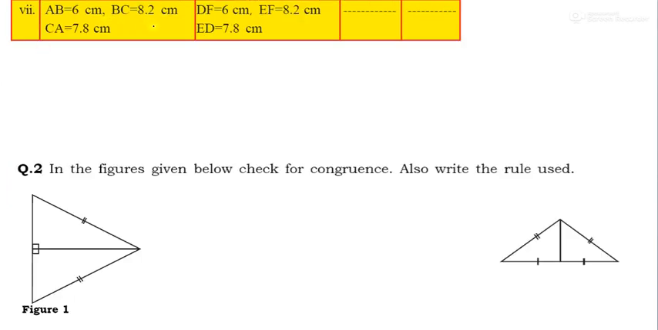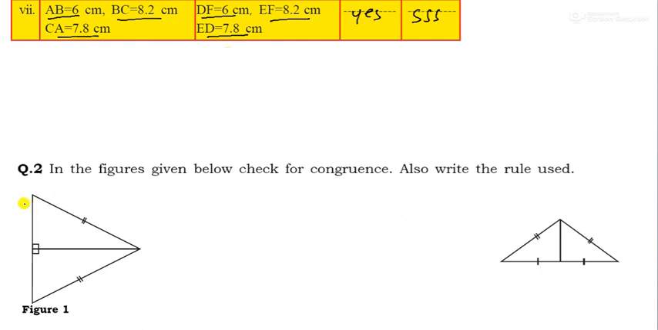Now the last one. You can watch here. AB is equal to 6 centimeters, so DF is equal to 6 centimeters. BC is equal to 8.2, so EF is equal to 8.2. And the last one, CA is equal to 7.8, and here also 7.8. All are equal. So it is yes, and you can write side, side, side.